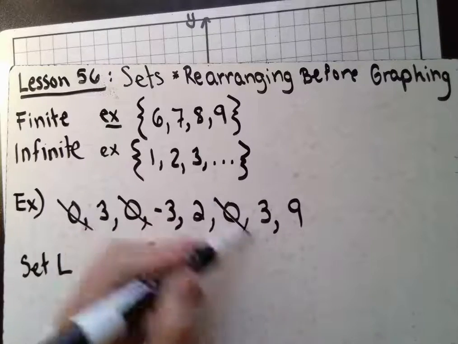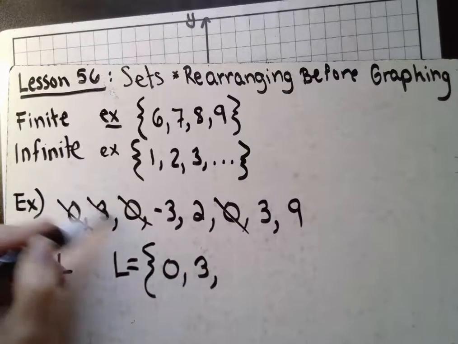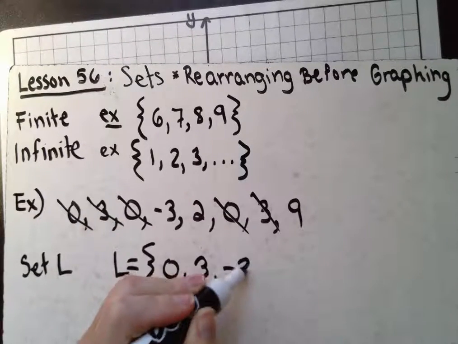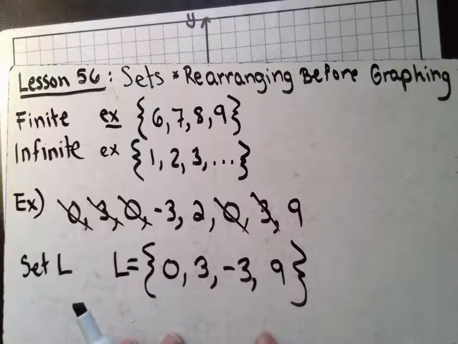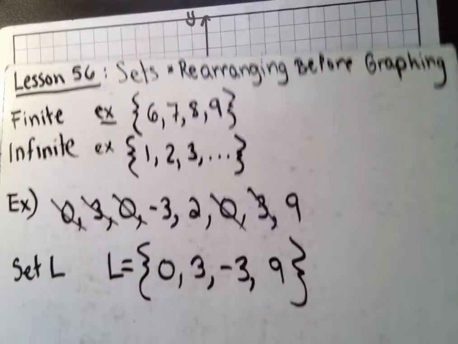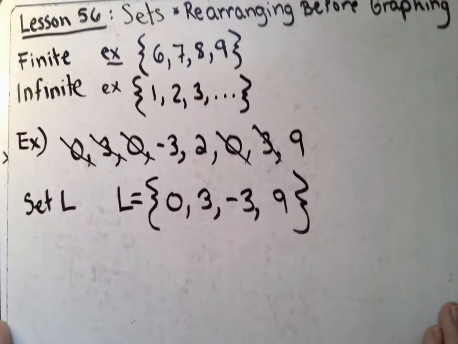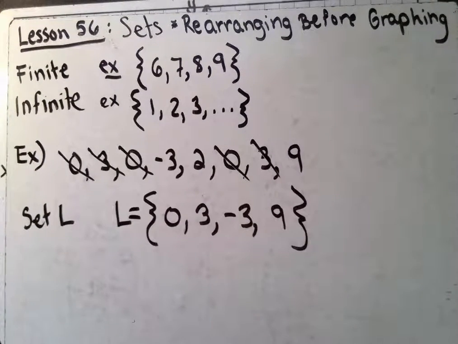And I also don't have to write it in order. So I got my zeros, I got 3s, -3, and 9. It doesn't matter which order they're in, but you only have to write each number one time. So set L equals these four numbers, and some of these numbers could be repeated like we saw here. That's how you designate membership in a set. Now the next thing we're going to talk about is the symbols that we use when we talk about sets.